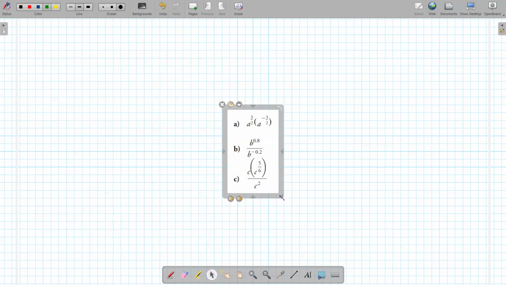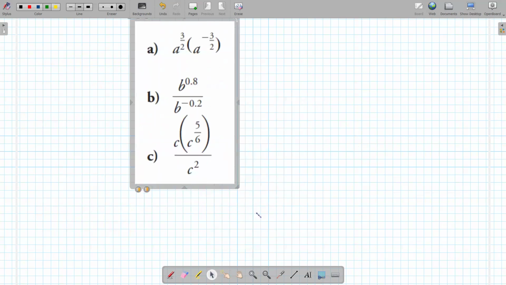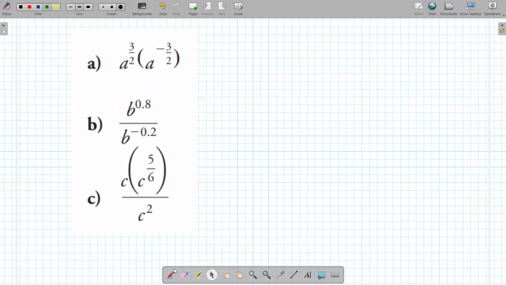Nothing too fancy here. Let's look at A. What's the answer to this? A is very simple. The answer is a nice whole number.